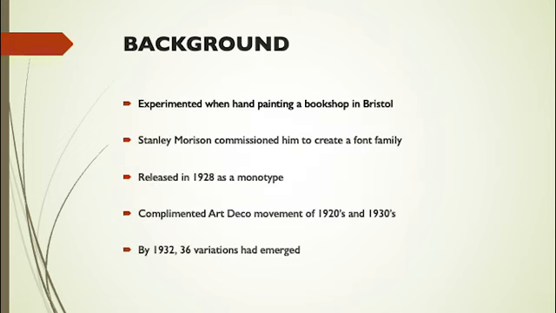Gill's first experimentation happened in 1926 while hand painting for a bookshop in Bristol. A Monotype advisor named Stanley Morison noticed his work and commissioned him to create a font family. It would be released in 1928. Gill Sans complemented the Art Deco movement as it moved through Europe in the 1920s and then into the Americas in the 1930s. Originally released by Monotype in 1929, by 1932 there were 36 types that had emerged.